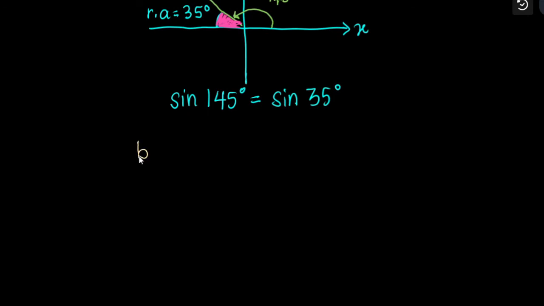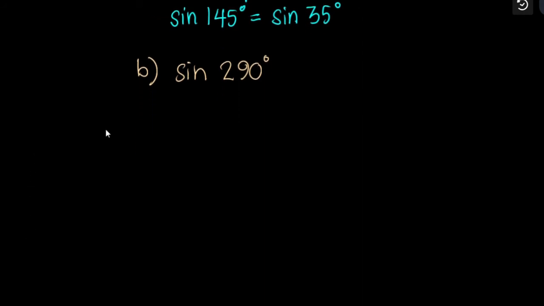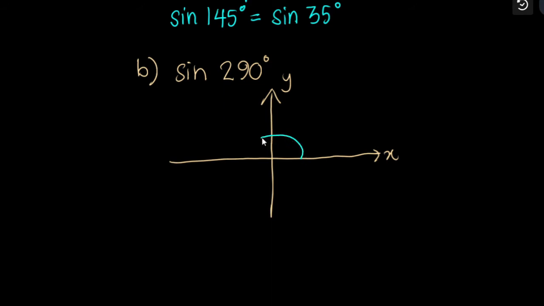Okay, let's try this. I want you guys to try together. Sine 290 degrees. First draw the axes x and y. Where is 290 degrees? We keep going, 180, 270, stop somewhere here, right? So this whole thing is 290 degrees. Now what will be the reference angle here? This part.